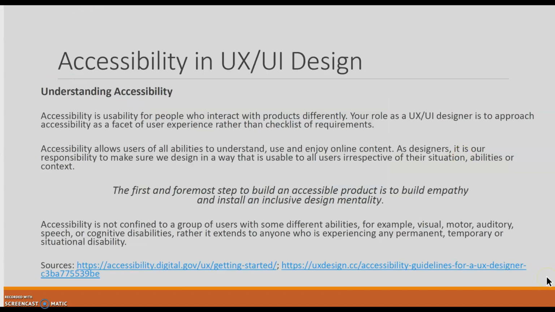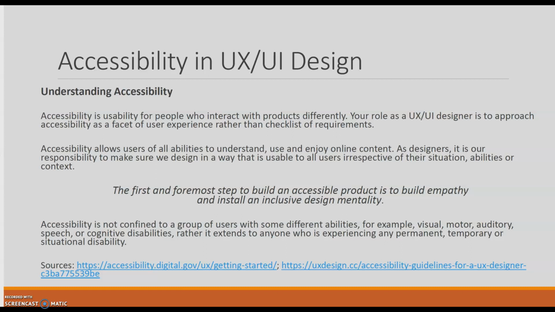So on accessibility, you have a lot of resources this week and I wanted to distinguish accessibility from some of the other topics. In UX UI design, accessibility is a piece of usability for people who interact with products differently. And then your role as a UX UI designer is to approach accessibility as a facet of user experience rather than just a list of requirements. Oftentimes, until we can remove ourselves from the situation and have the prototype or the design tested, we don't notice things related to usability and accessibility.